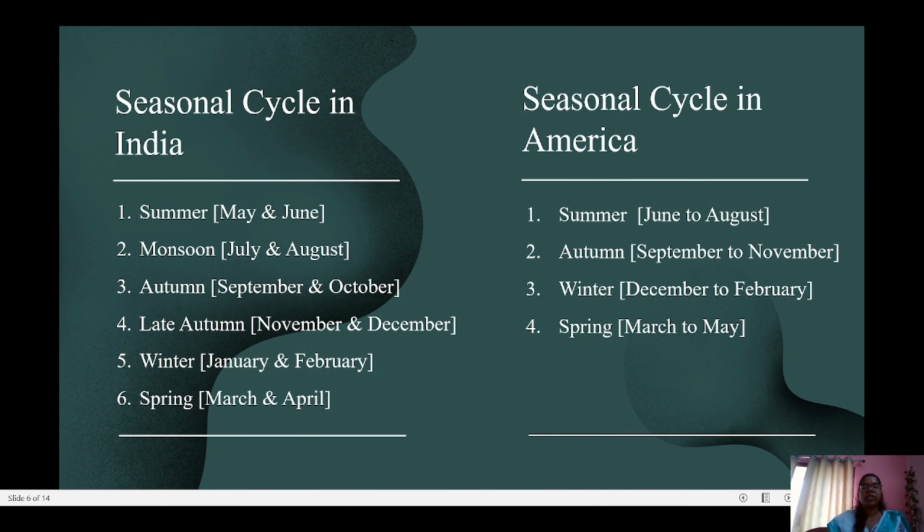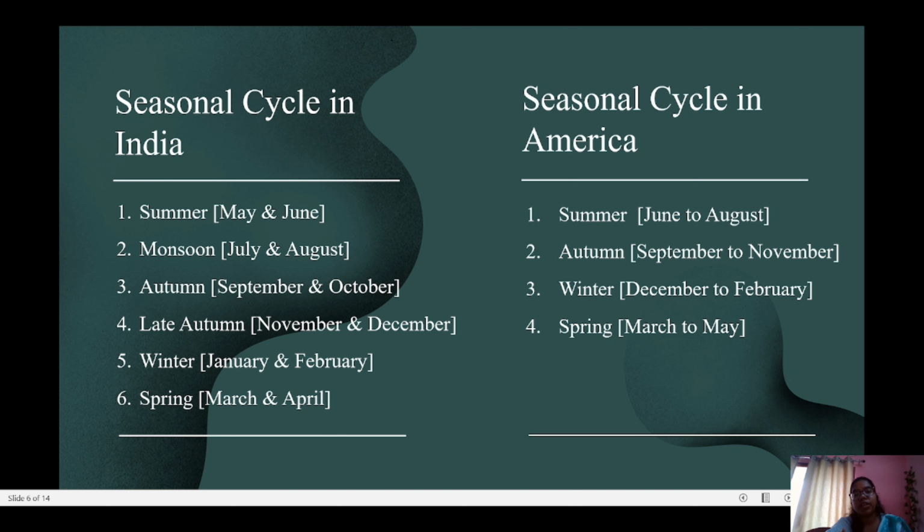Now, another thing that we need to get acquainted with before meeting the poem is the seasonal cycle of America. As the setting of our poem is in America, we need to have some basic idea about the seasonal cycle there. I have also put the seasonal cycle of India over here so that we could compare it with ours. As you can see, in India, we can enjoy all the six seasons that we have, right? Summer, monsoon, autumn, late autumn, winter, and spring.